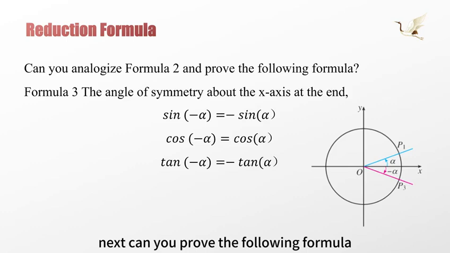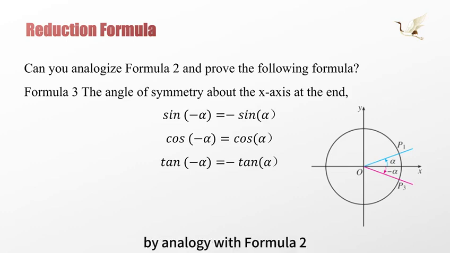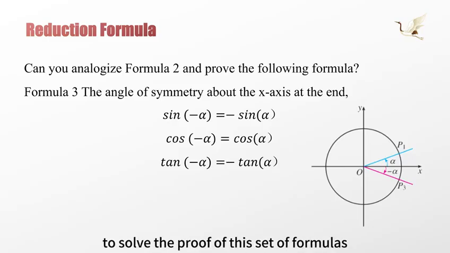Next, can you prove the following formula by analogy with Formula 2? For this set of formulas, let's first observe the characteristics between corners. The terminal edges of negative alpha and alpha are angles symmetrical about the x-axis. We still use the definition of unit circle and trigonometric function to solve the proof of this set of formulas.